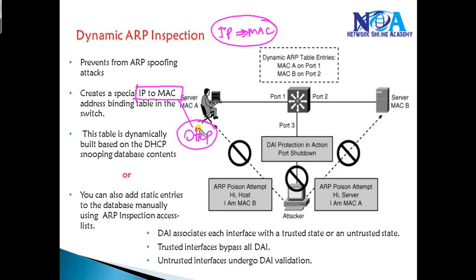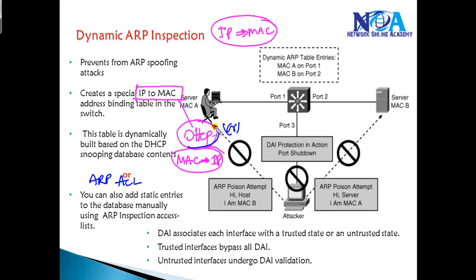So, if you are running a DHCP in your network, DHCP is going to provide the IP address to the clients, and when it is providing, it is going to keep track of the MAC address information also. So, it's going to check the MAC to IP information based on the DHCP server, or if there is no DHCP running in your network, in that case we can make manual binding entries by using some ARP ACLs.